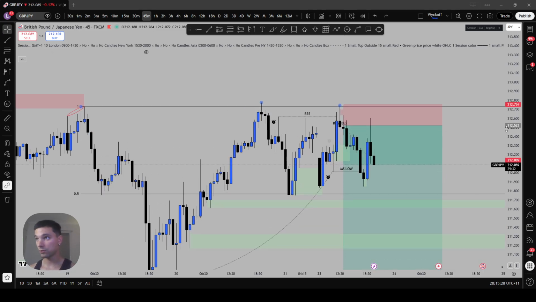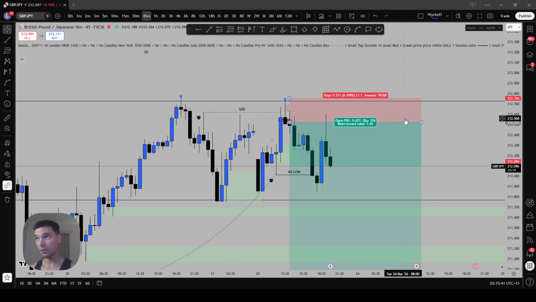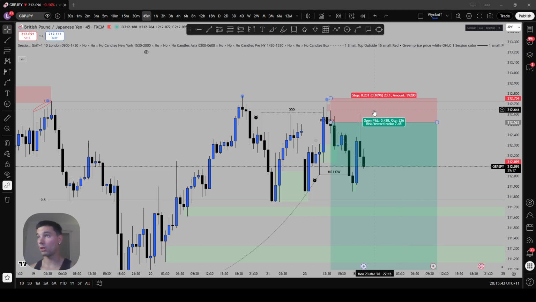So let's say I have entered a position with $1,000 and I'm risking $10, which is 1%. I would not move my stop loss down here, but I would simply, whatever we are in profit down here, close $10 worth of my position.